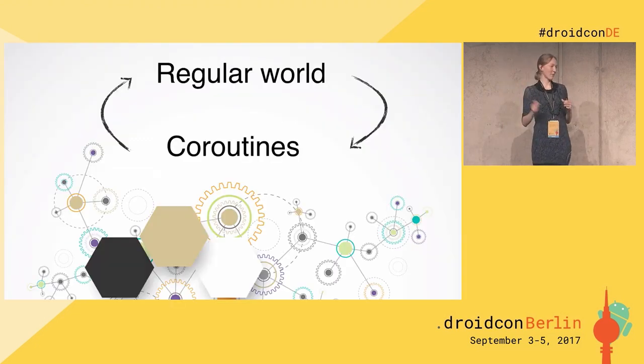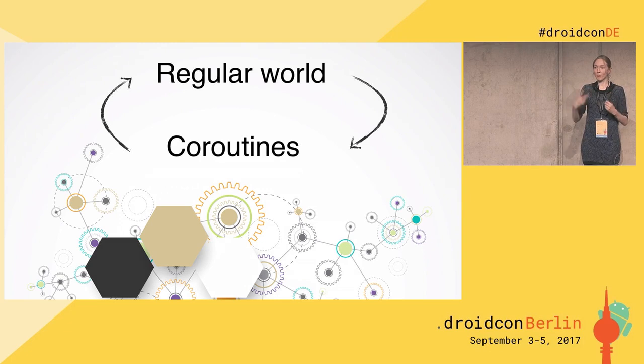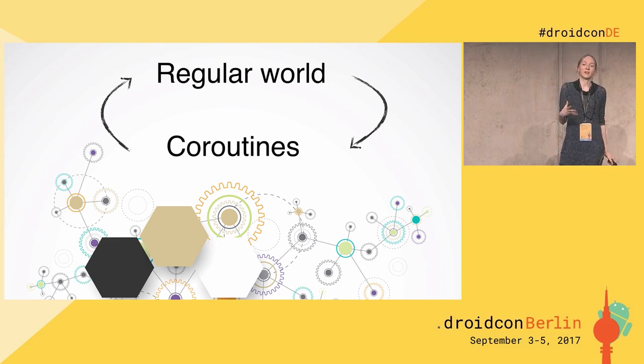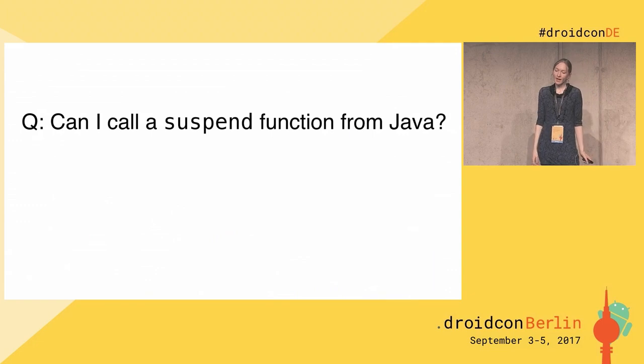And I still have some time for a couple more words about the interaction between coroutines and regular code. So you now have all your code bases, Java code, some Kotlin code, and how they interop with each other, because Kotlin is about interoperability. So we have to think about interoperability in this case as well. First question for you: can you call a suspend function from Java?